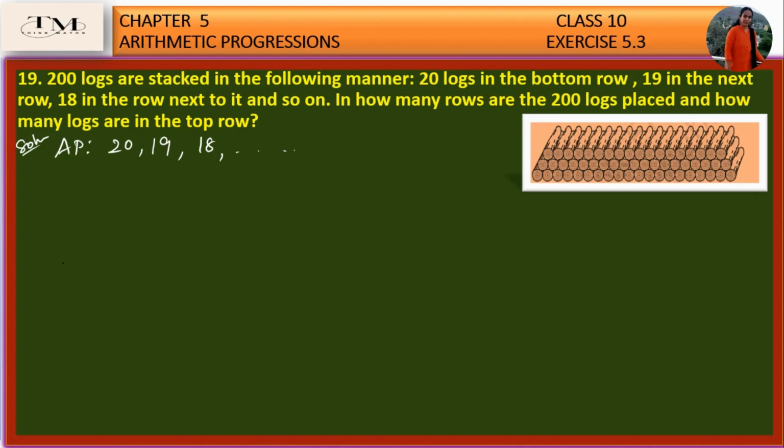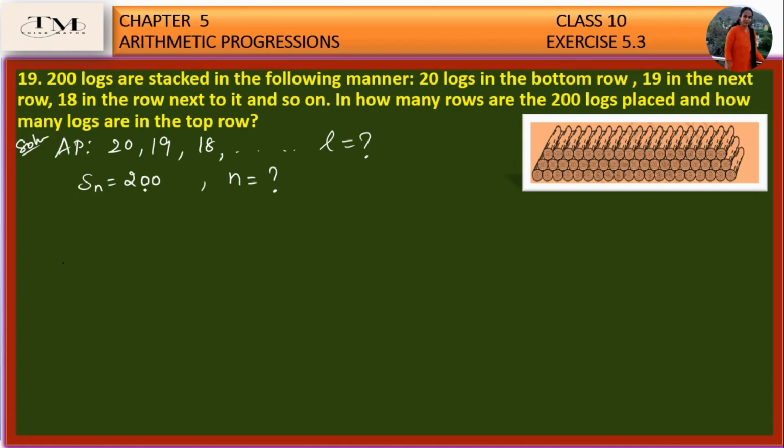So totally there are 200 logs, which means Sn equal to 200. And how many logs are in the top row? Top row means at the end, and at the end it is L. So we have to find out L. How many rows are the 200 logs placed? In the first row 20, second row 19. That means we have to find out n. How many rows are there? n is equal to 1, 2, 3. So what is the number of rows?